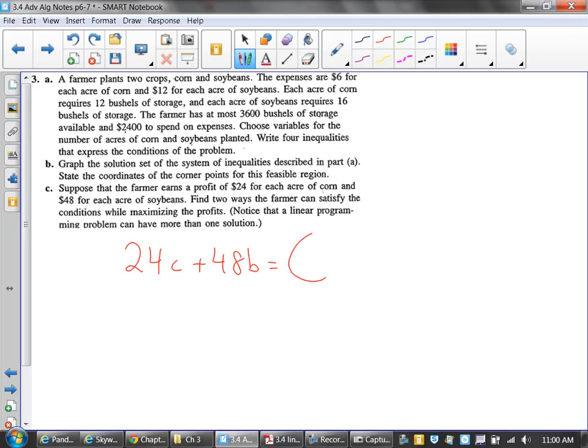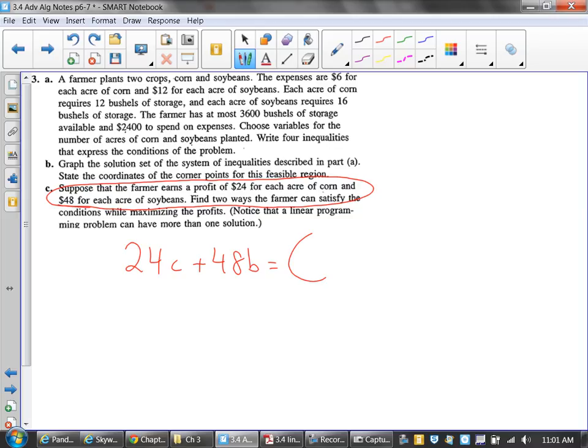Because I read the problem. The farmer earns a profit of $24 for each acre of corn and $48 for each acre of beans. I thought you had to do letter A before you did letter C. I'm just reading through the entire problem. Remember, this was taken from a book from the mid-'80s, so the way it's written out is a little bit different, but you still set it up the same way.